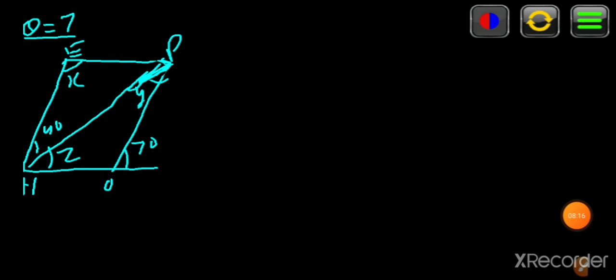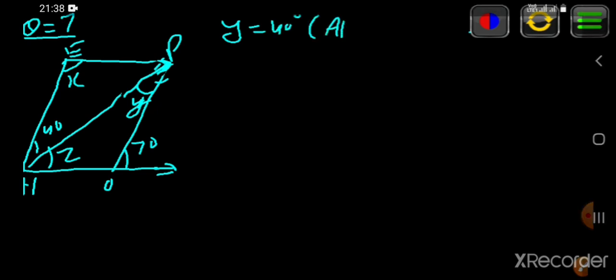Yes children, now we are solving question number 7. It says hope is a parallelogram with the following measurement given. We need to find the value of x, y and z. Now this is a parallelogram, these are parallel lines and this is transversal line. So clearly angle y comes out to be 40 degree. Alternate angles.